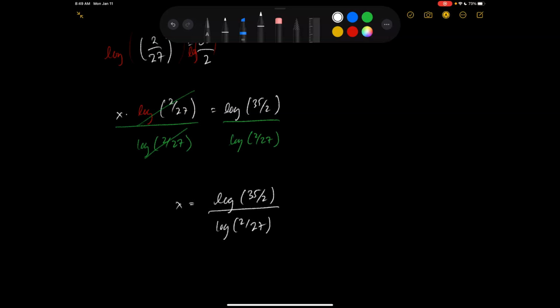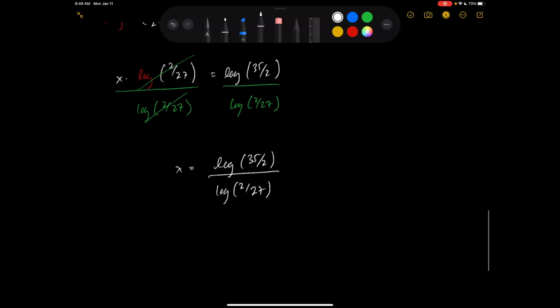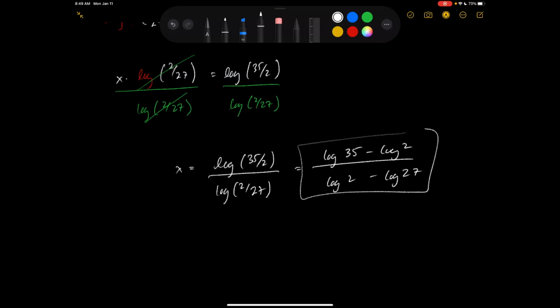Again, we're being asked to solve these exactly, so we're not going to use our calculator here. So the only thing I could really do to break this up any further is go log 35 minus log of 2 over log of 2 minus log of 27. And that's as good as it gets. Don't be tempted to cancel anything here, right? I know we might be looking at these log of 2's. These are not factors, these are terms, so they can't be canceled with each other through division. But that's as good as this one gets.